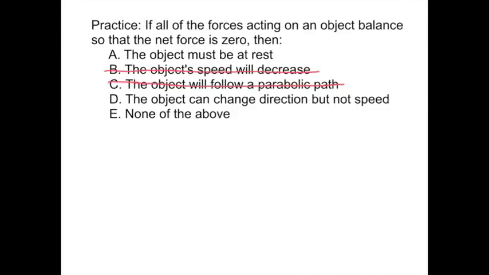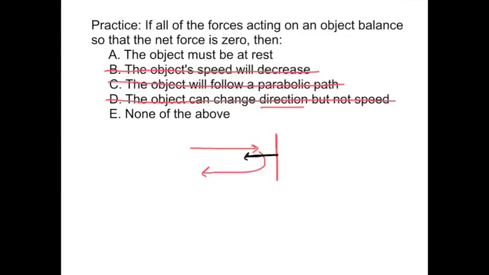Let's also look at D, the object can change direction. Let's say an object is traveling to the right. In order for it to change direction completely and move back towards the left, there would need to be, say, a wall or some other sort of external force to push the object back the way it came. That means it can't occur if the net force is zero.